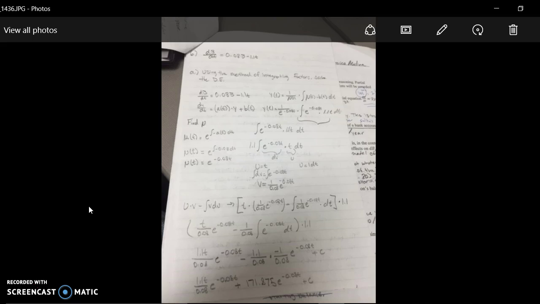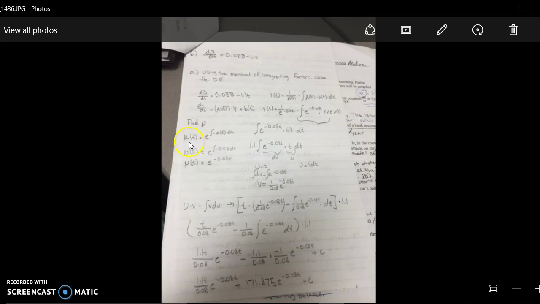So I have it set up right over here as our normal equation, dB/dt equals 0.08b minus 1.1t. Now we have to set it up in the proper format, similar to y equals mx plus b: the change in y with respect to time equals a(t) times y plus b(t). From here, we have to find our mu, our integrating factor.